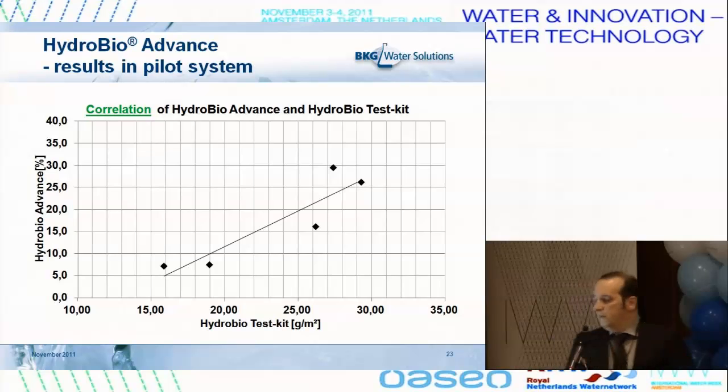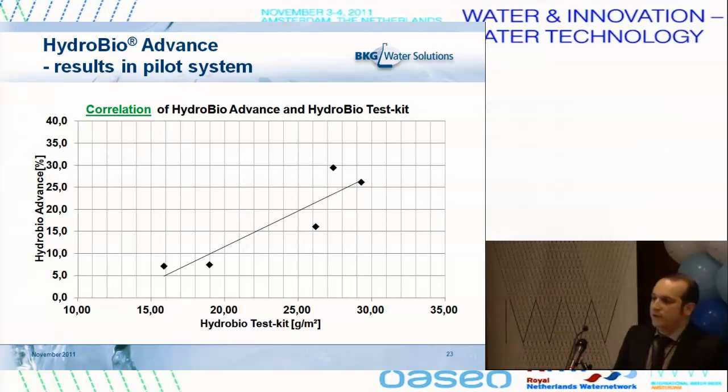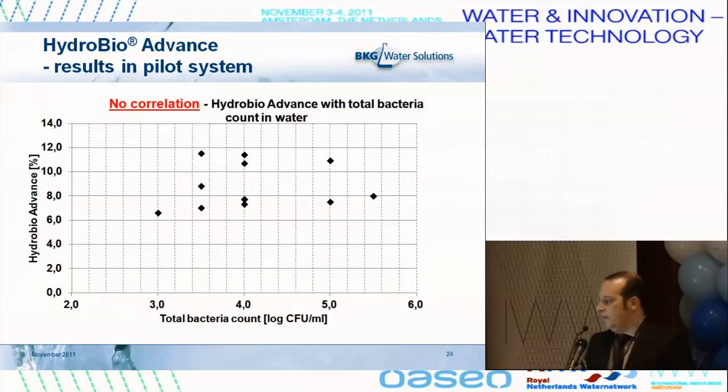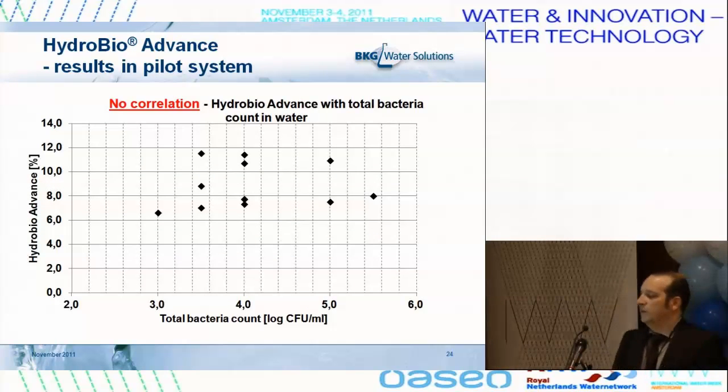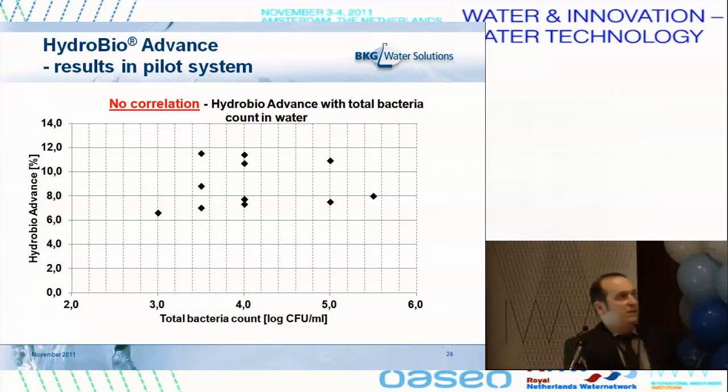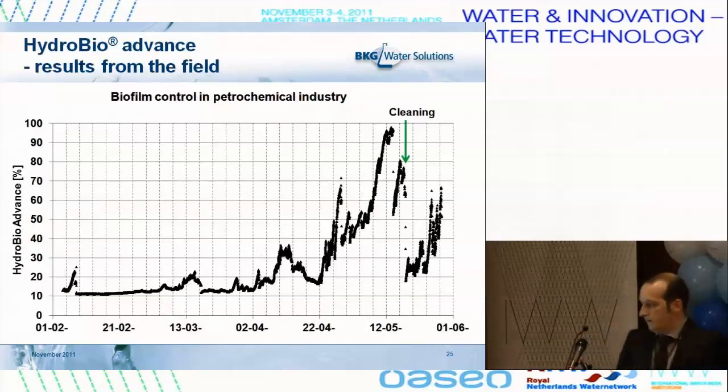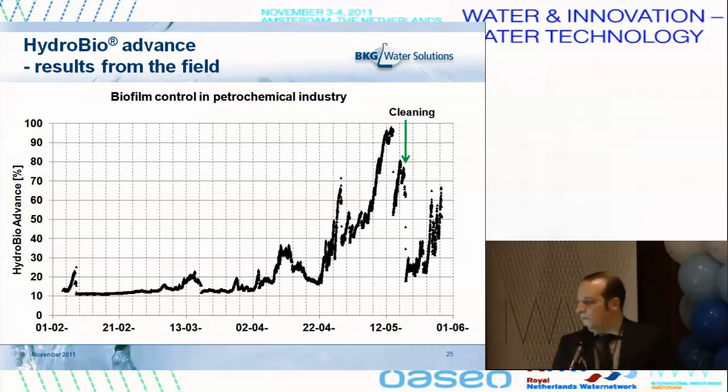So we checked the correlation between the Hydrobio Advanced with the Hydrobio test kit, and we saw that we have a quite good correlation. For a biological method, these values are quite acceptable. Additionally, we also measured the total bacterial count, and we could prove what I said at the beginning, that there is no correlation between the total bacterial count and the biofilm that we measured in the system. So this was the first field trial that we made in the petrochemical industry.